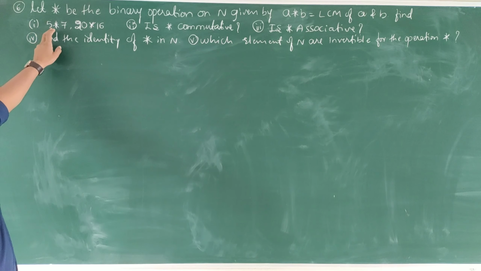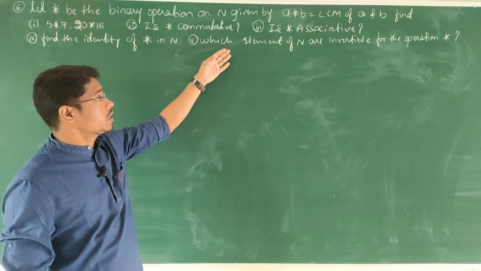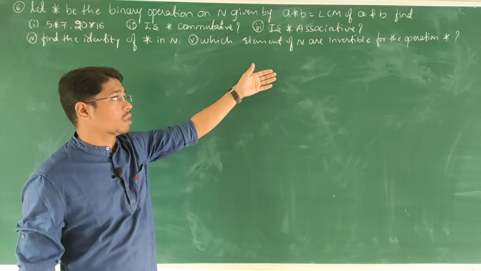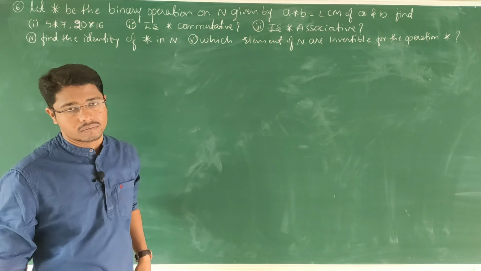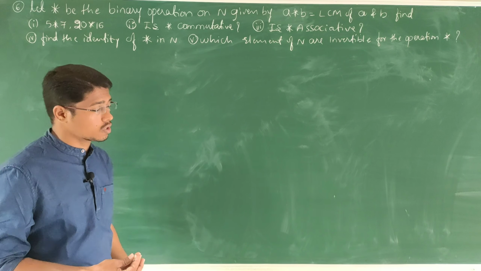5 star 7, 20 star 16. Second one, is star commutative? Third one, is star associative? Fourth one, find the identity of star in N. Fifth one, which elements of N are invertible for the operation star? Let us see the solutions one by one.